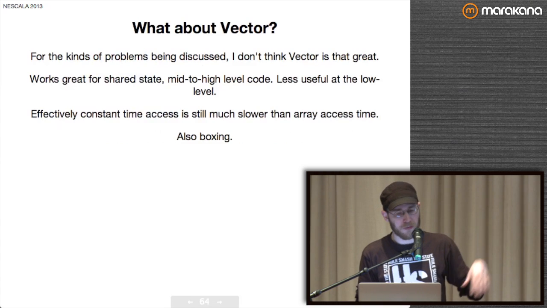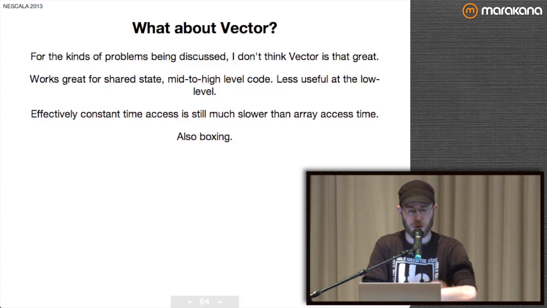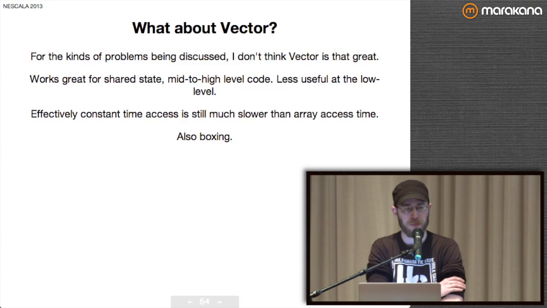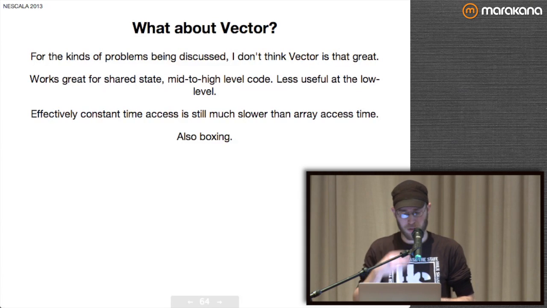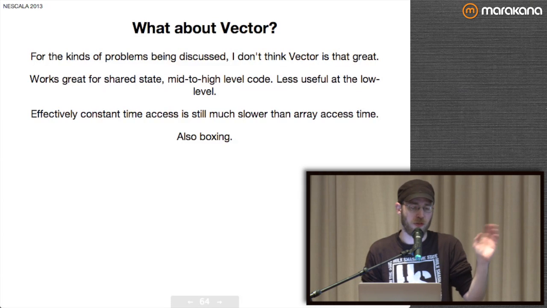What about vector? For the kinds of stuff I'm talking about, I really don't think vectors are that great. I think for mid to high level code or shared code, they're really good, but amortized, effectively constant time access is not array access, and it's just a lot slower. Also, they box. They're not specialized, like I said. So you're going to have those issues.